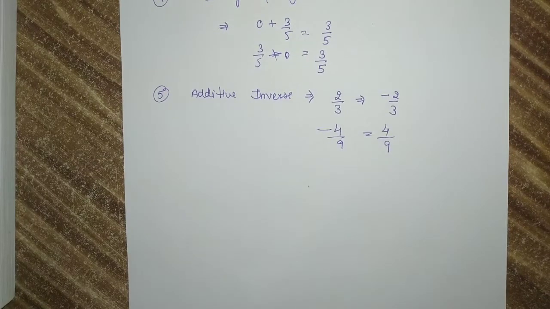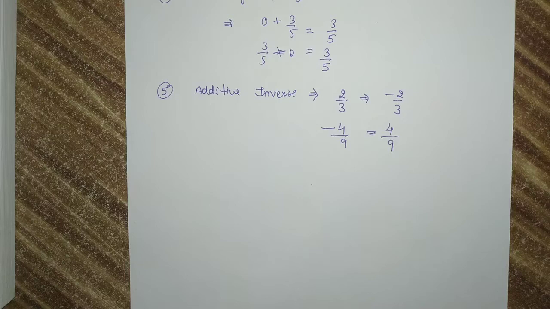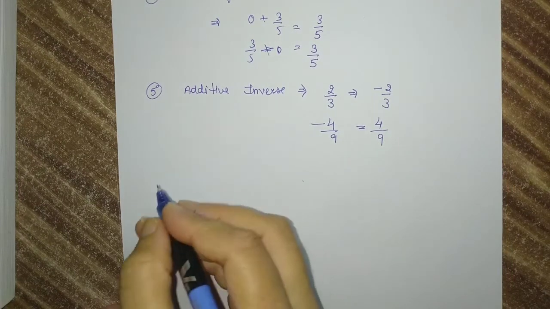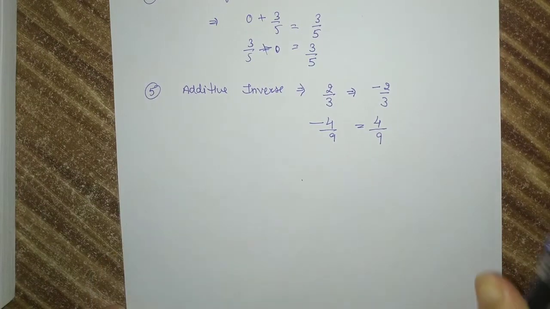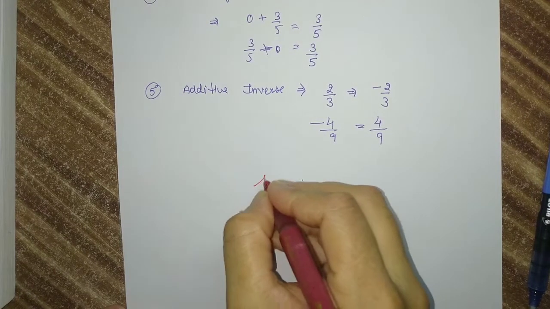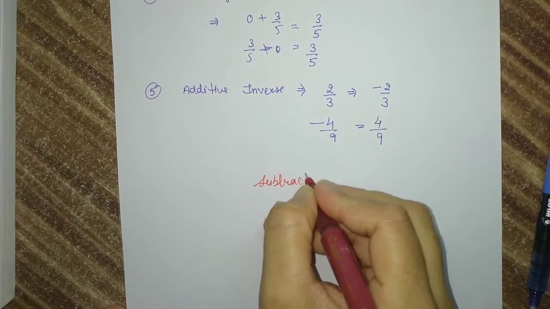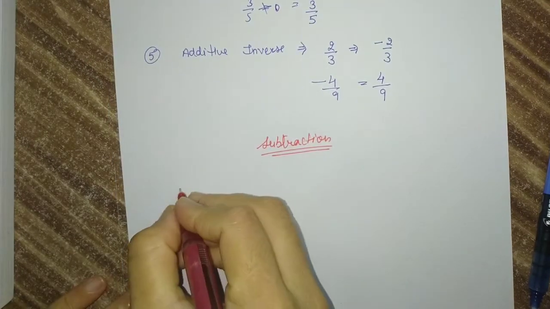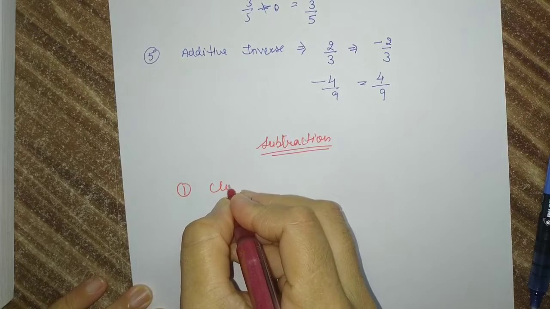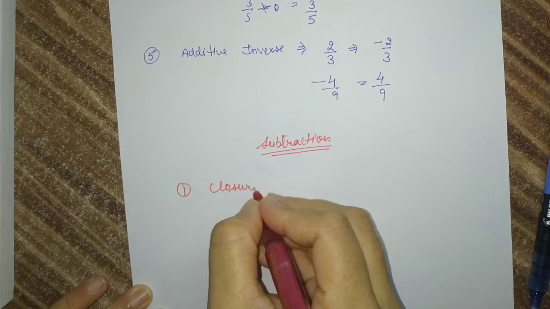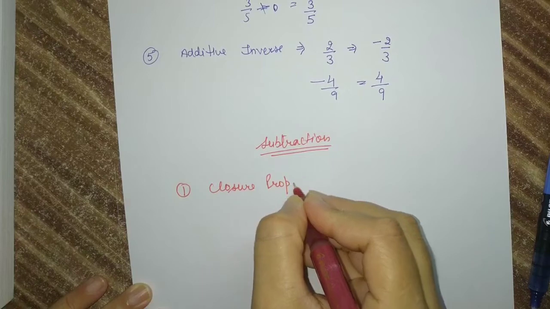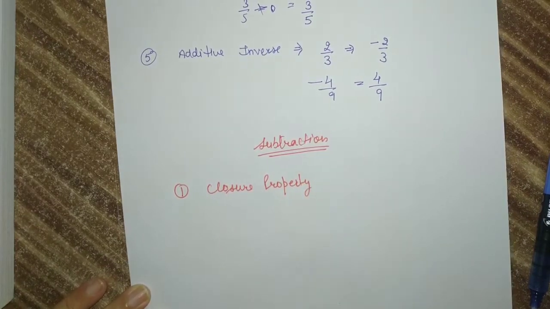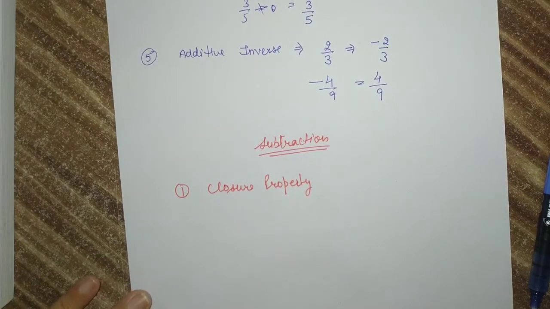Now here we have discussed the properties based on addition. Now the properties that we are going to discuss are based on subtraction. In case of subtraction, students, only one property works, that is closure property. When we do the subtraction of rational numbers, then only one property works, that is closure property. Why? According to the closure property, if we subtract two rational numbers, then the answer will be a rational number only. So here this property works.